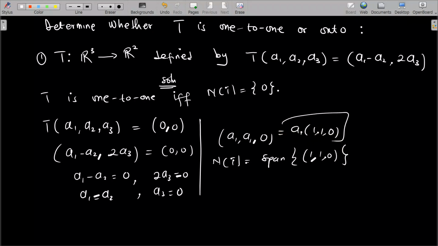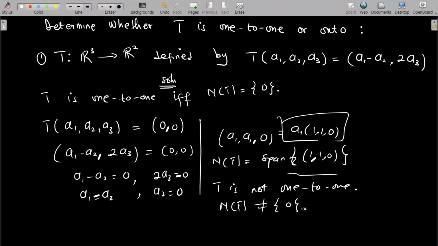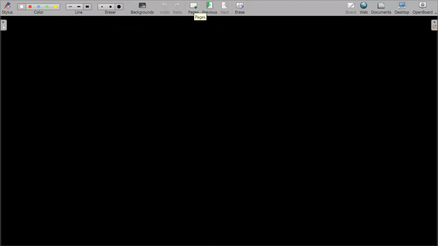We've gone through why I'm saying this is a span: any scalar multiple of the vector 1, 1, 0 will give you the zero transformation. This is not only the zero vector, because the zero vector would give us only 0, but this is giving us different vectors, so it means T is not one-to-one, because the null space of T is not equal to just the zero vector. So let's talk about the onto part, and then I'll come back to the one-to-one part.